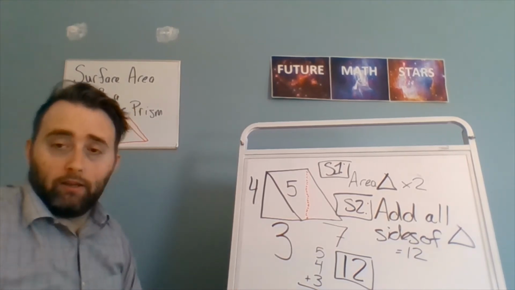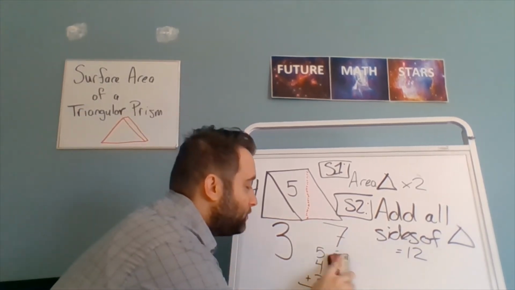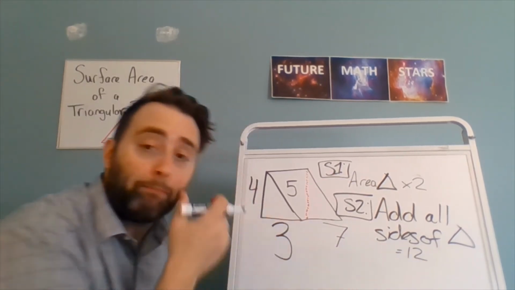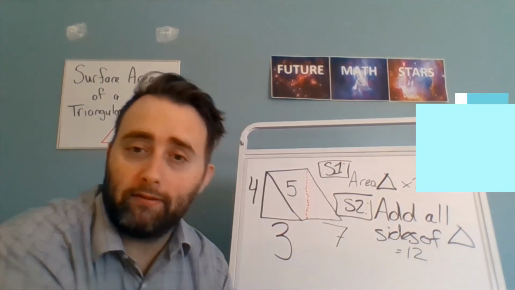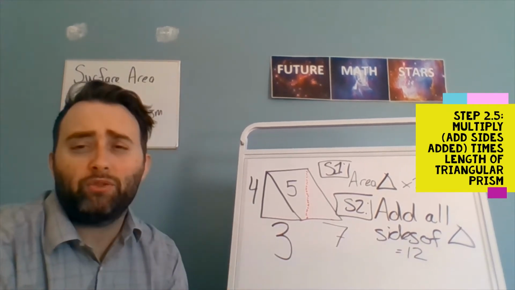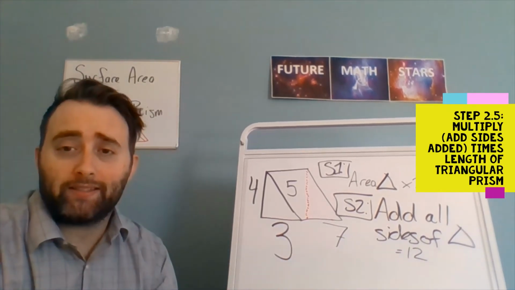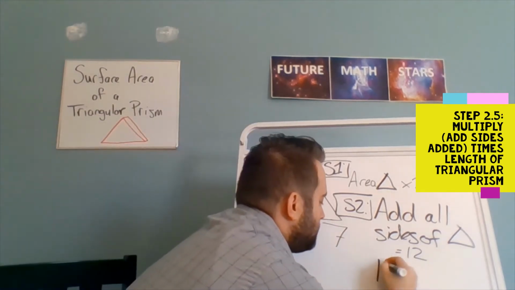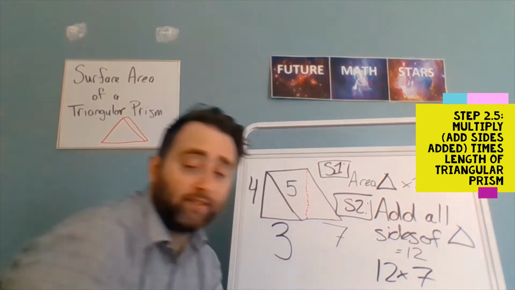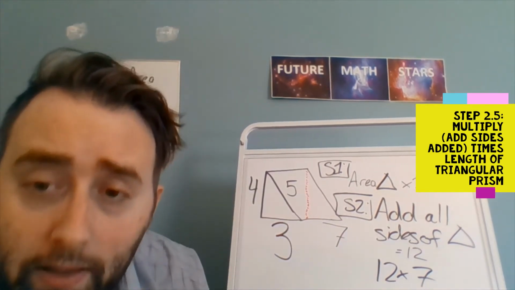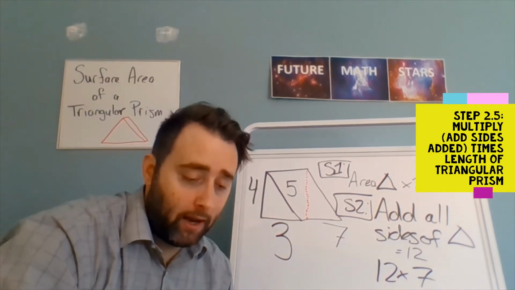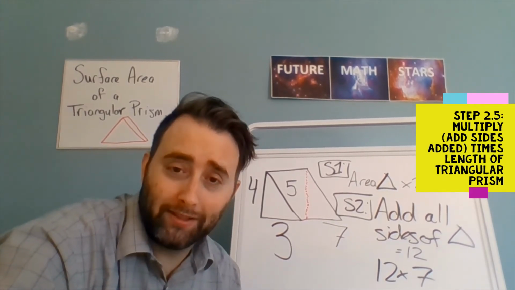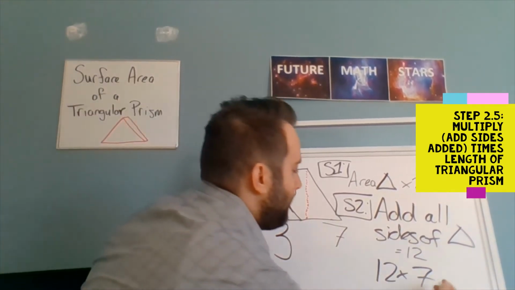Step 3. You take the number you just found, the 12, and you multiply that by its length. Instead of doing each one individually, you can do them all together at the same time. So we have 12 times 7. What is 12 times 7? I'm going to wait for you while I pretend that I'm not looking at a calculator right now. 84.